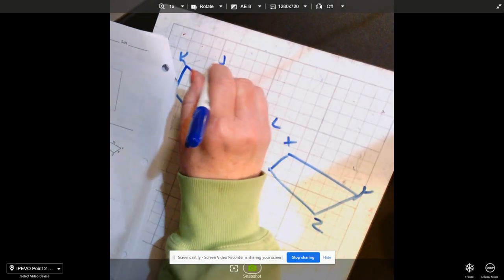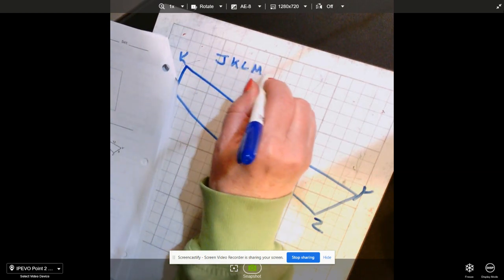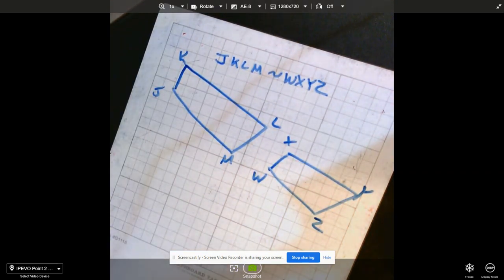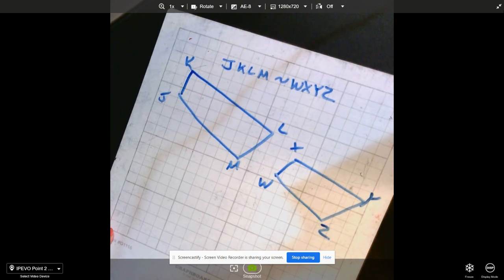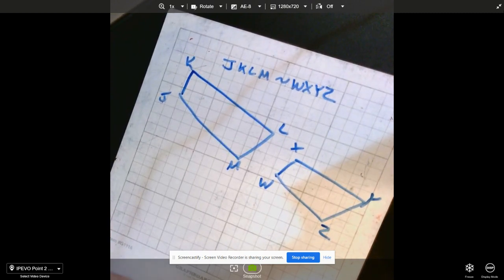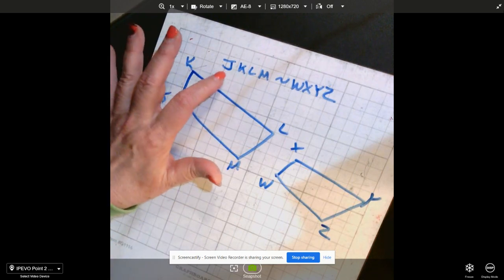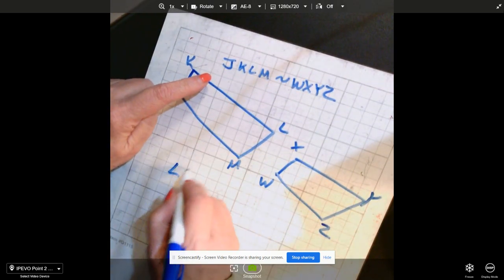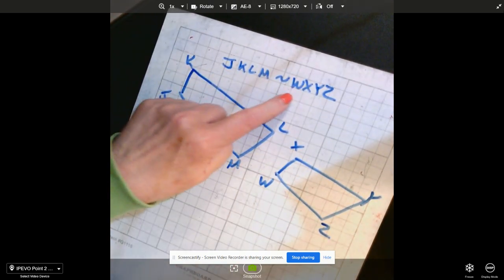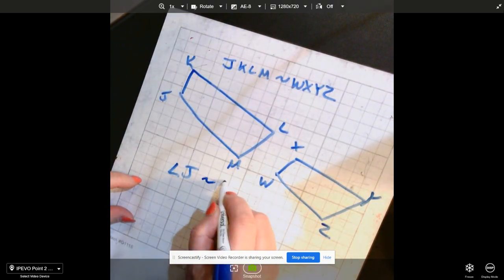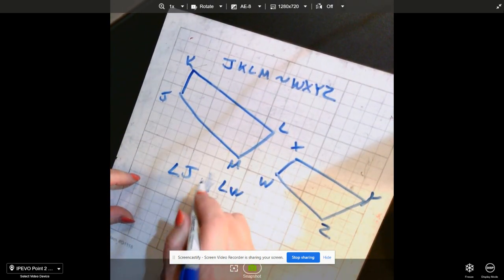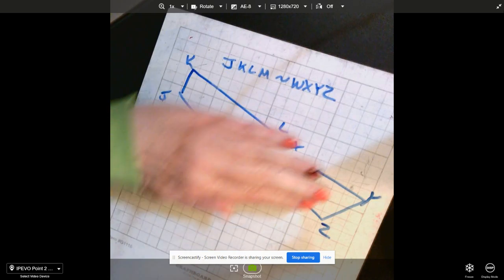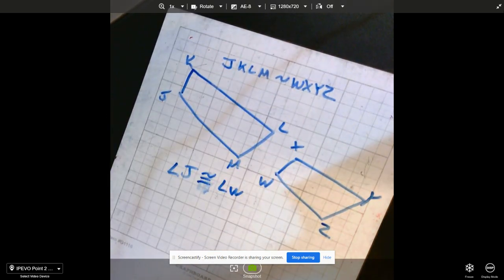So again, it tells you that JKLM is similar to WXYZ. So that there is your similarity statement. So just like in the triangles, the similarity statement has to be written in a certain way. It has to be written that these have to correspond to these in order. So therefore, you know that angle J, this one here, has to be similar to angle W, or has to be even congruent, because if they're similar, they're actually going to be congruent. So they're going to be congruent to angle W. You don't even really have to look at the pictures to know that. You only have to look at the similarity statement.